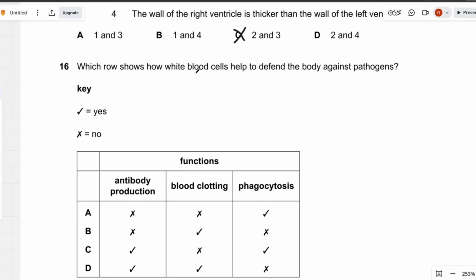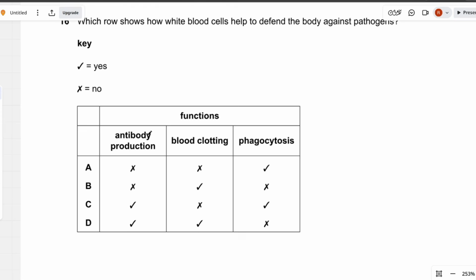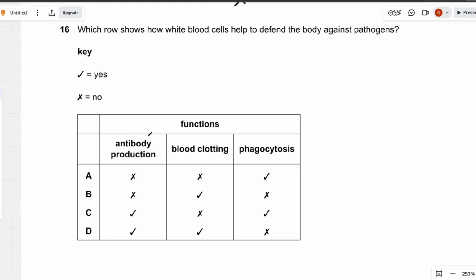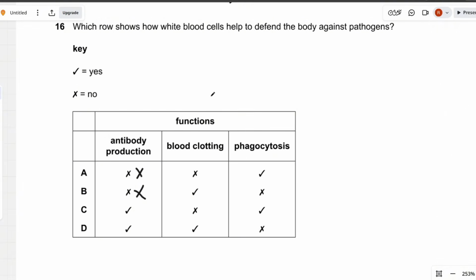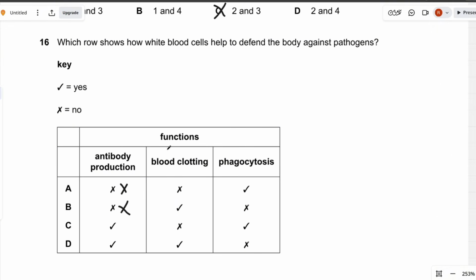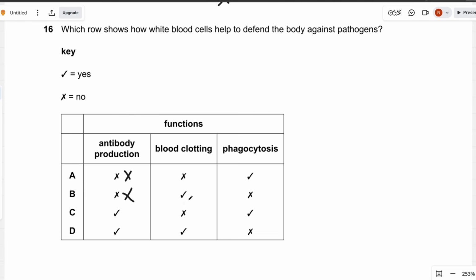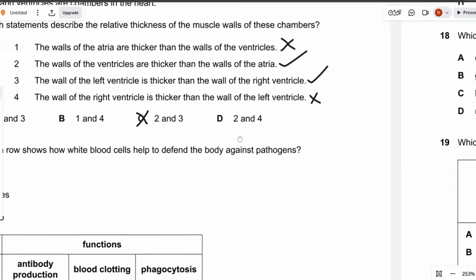Which row shows how white blood cells help to defend the body against pathogens? Function, antibody production. That is definitely a function of white blood cells. So that's correct. So A and B are definitely wrong. Blood clotting, no, white blood cells do not perform blood clotting. That is the function of platelets. So C is, or D is incorrect. So therefore the only correct answer is C. Phagocytosis, that is correct because phagocytes engulf pathogens in the process of phagocytosis.